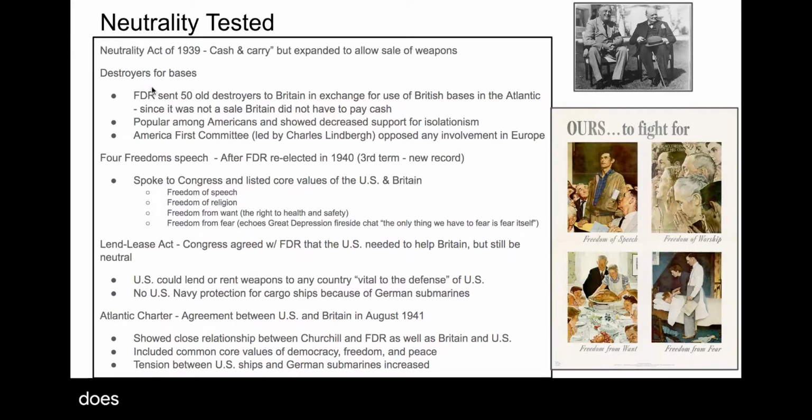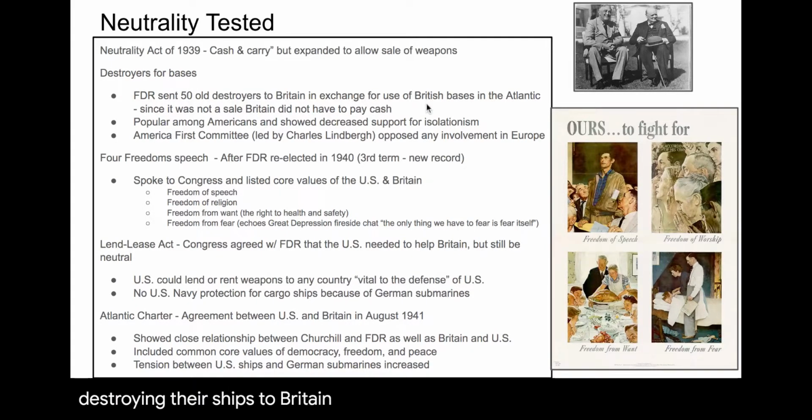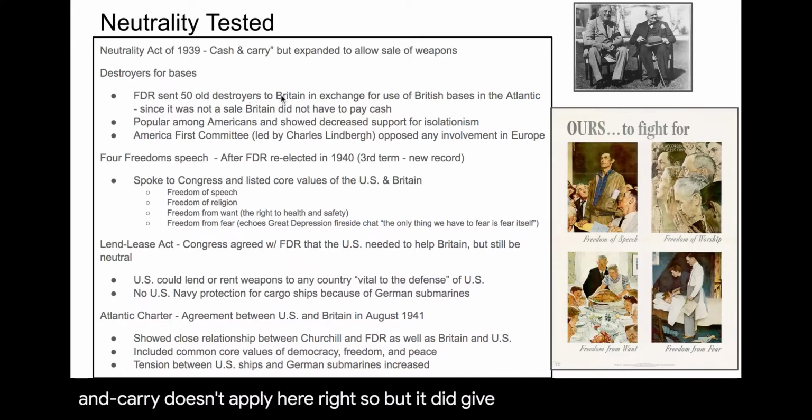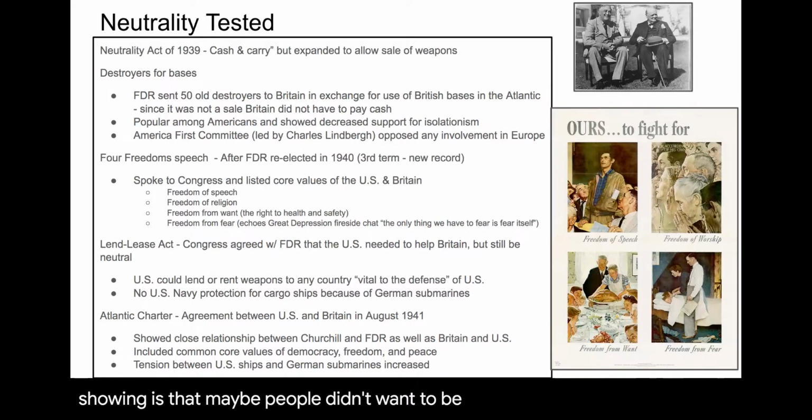Okay. FDR tries to find some ways around these restrictions of the Neutrality Acts. One of the things he does is he arranges this destroyers for bases deal, right? FDR sends these 50 older destroyer ships to Britain in exchange for the use of British military bases in the Atlantic Ocean. But it's not a sale, so it's not selling them weapons. It's just a trade, right? And so he argues that cash and carry doesn't apply here. But it did give Britain some much needed military aid. And so he's trying to get around the Neutrality Acts here. And this action was pretty popular among Americans. And so what this was showing is that maybe people didn't want to be isolationist anymore. They saw there was a need for American involvement.